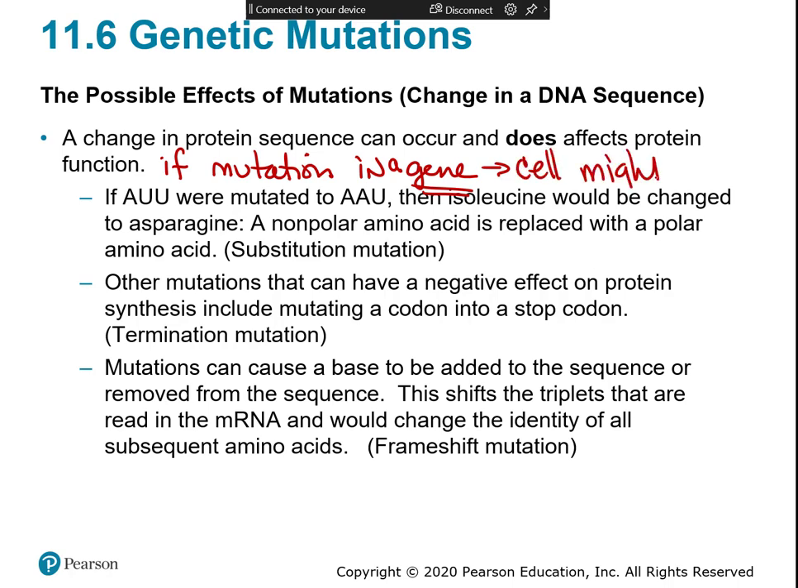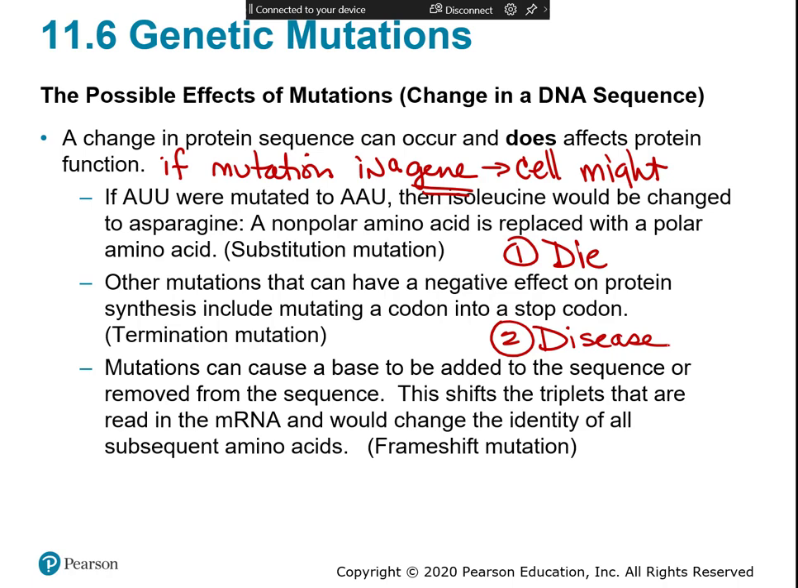So if the mutation is in a gene, then the cell might, one, die, especially if it's a really important gene, a really important protein. Two, the cell might develop a disease.